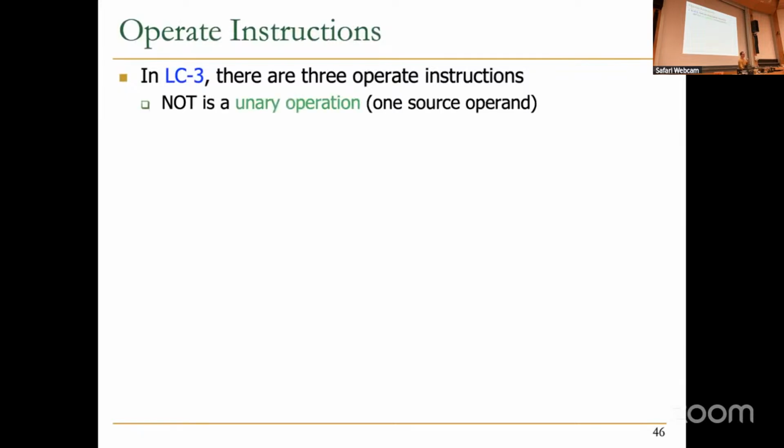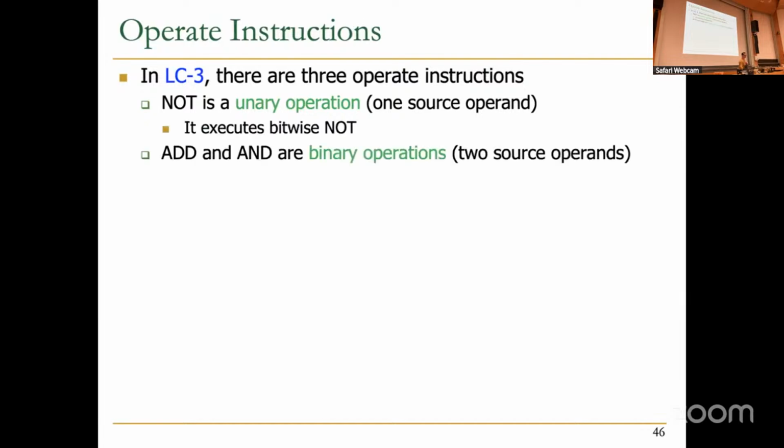So let's jump into operate instructions a little bit more. So in LC3, there are 3 operate instructions. NOT, we discussed. It's a unary operation, one source operand. It executes bitwise NOT. There's ADD and AND. They're binary operations, two source operands. And we said that the data type is 2's complement. And AND is bitwise, actually, SR1 and SR2.